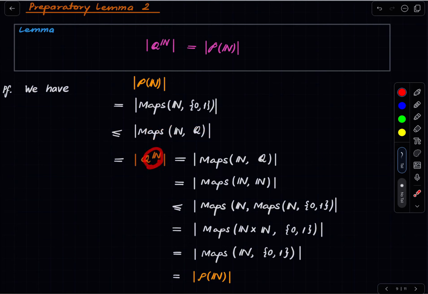Okay, and this is equal to, well, again, we have written the same thing, so nothing happening. But since Q is in bijection with N, the cardinality of this is same as the cardinality of that. And now, since this set is clearly bigger in cardinality than that, we have this less than equal to. And now we use the previous proposition, the previous preparatory lemma. We have maps from X to maps Y and Z. So just think of this as capital X.